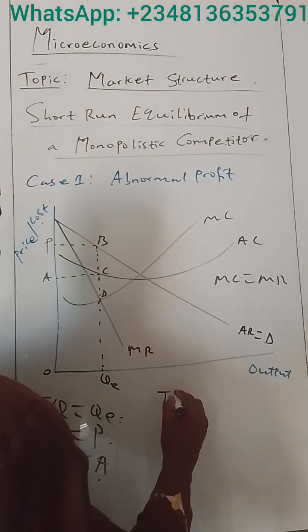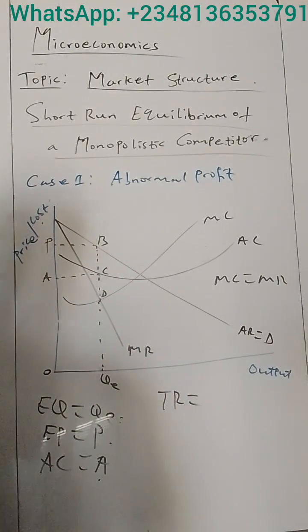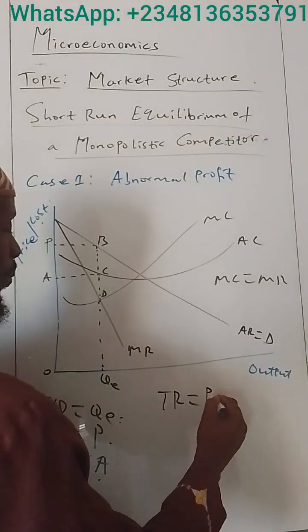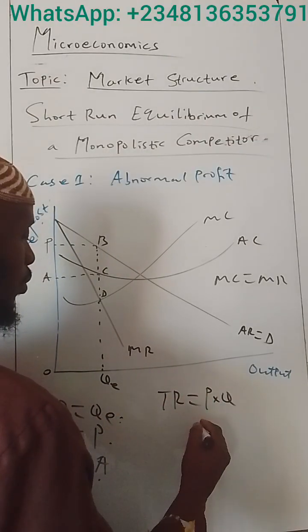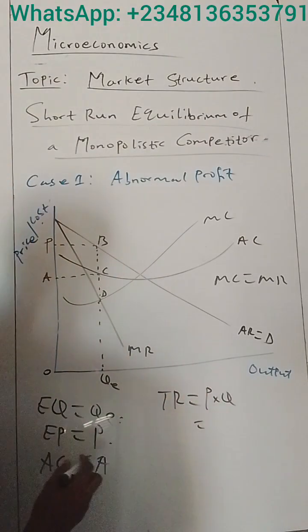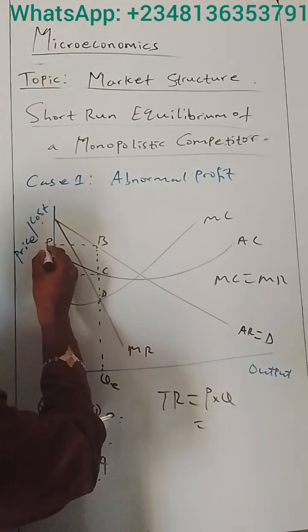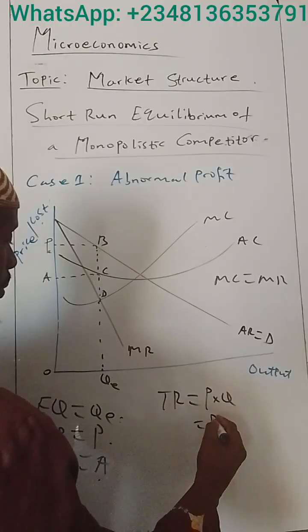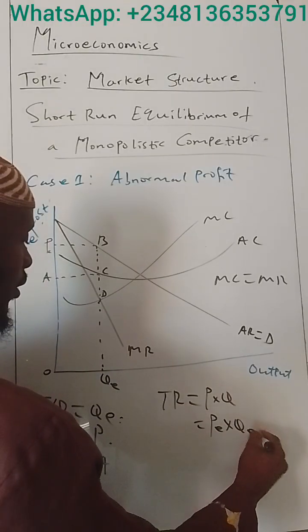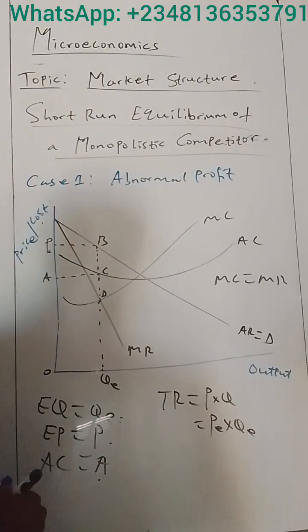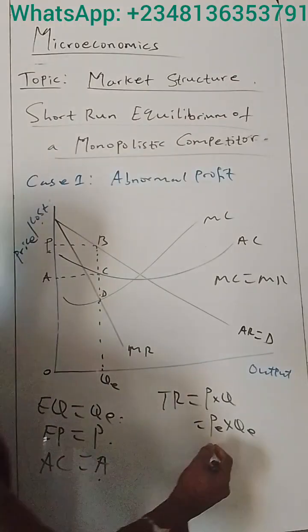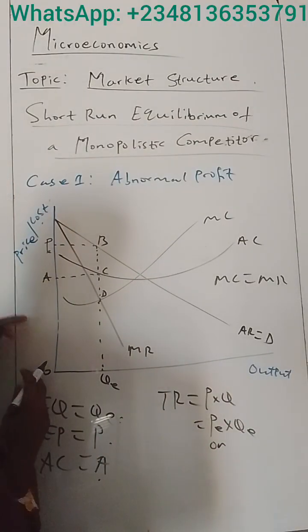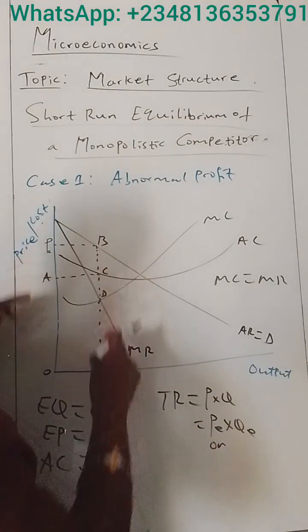Now, what of total revenue? The total revenue is generally price multiplied by Q. What is the price here? The price here is P, so let me name it PE to indicate equilibrium. So the total revenue is PE multiplied by QE, or simply the rectangular area OPEBQE.